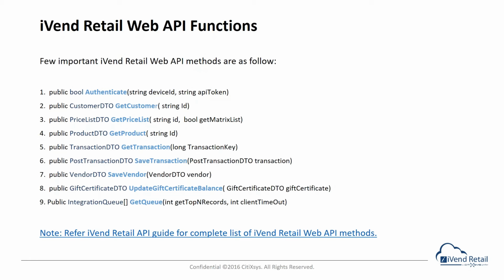Now, an important note here is that with the iVend 6.5 release in first quarter 2016, we have a developer guide available for iVend extensibility, in which iVend API is a part. So you will have a full-fledged web-based, CHM-based API guide, which explains everything about the API.